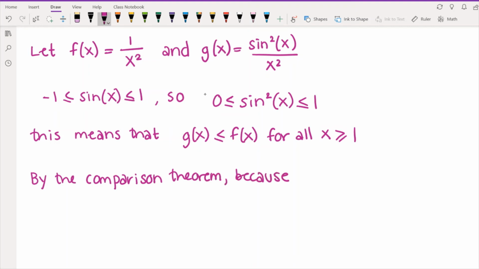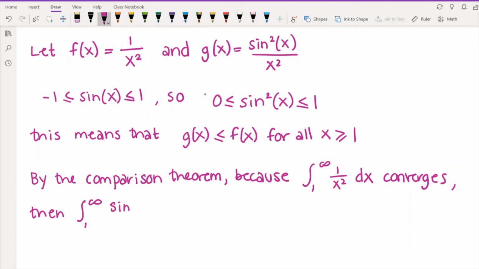because the integral from 1 to infinity of 1 over x squared dx, we know that converges, right? And why does that converge? Because the exponent is bigger than 1. So that tells us that the integral from 1 to infinity of sine squared of x over x squared dx also converges.